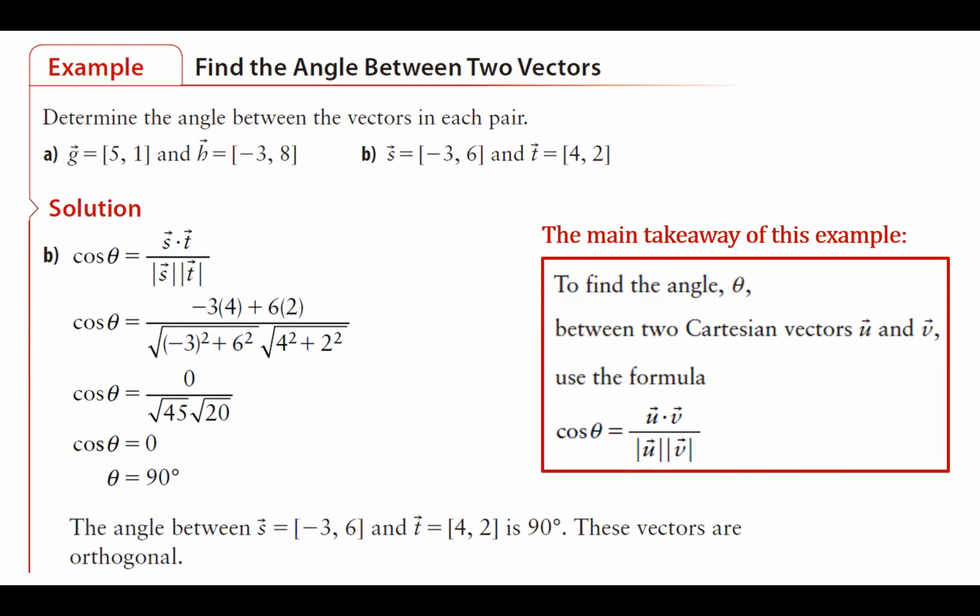Okay, so the main takeaway of this example is that to find the angle theta between two Cartesian vectors u and v, we can use this formula. Cosine theta equals the dot product between these two vectors over the product of the magnitudes of these two vectors. Then use arc cosine to find the angle theta. Okay, any questions?